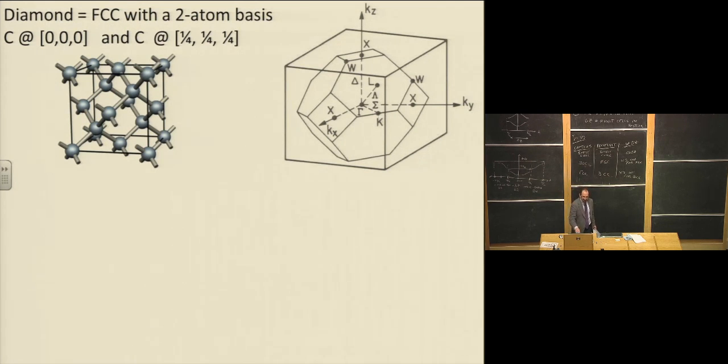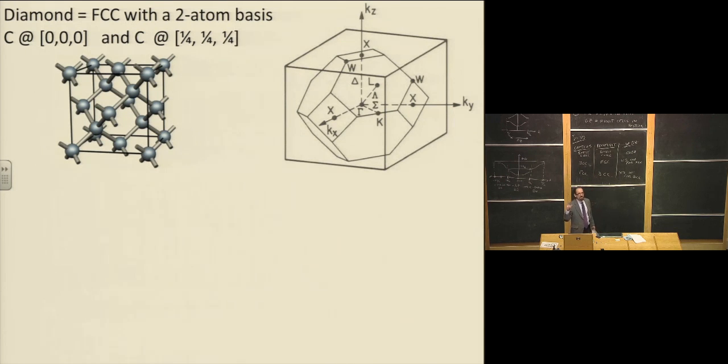Now, the first question, and opportunities to win chocolate: how many phonon modes should there be at each k vector in the first Brillouin zone? How many phonon modes? One. No. Three. No, no. Ten. No. Oh my gosh. I'm going to eat this one myself. All right. I'm going to gain weight this year.